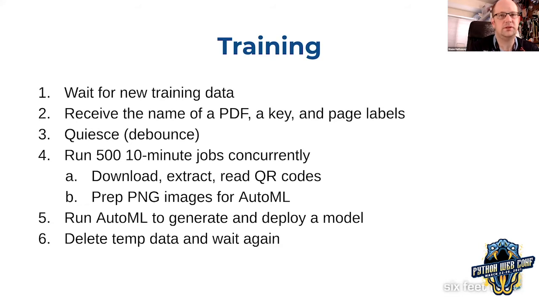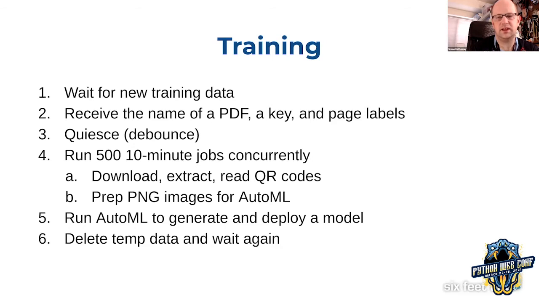And then we wait for quiescence, which is also known as debouncing. The period that we wait has changed over the course of the engagement, but suffice to say that we wait a little while for new training to stop arriving. And then when we decide that it's time to run the training, we run 500 jobs concurrently, and we can do that easily using GCP. And they just happen to take about 10 minutes each.